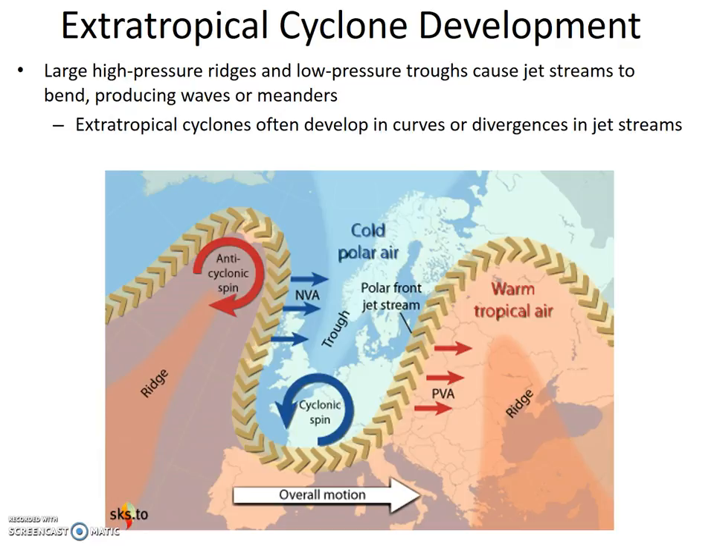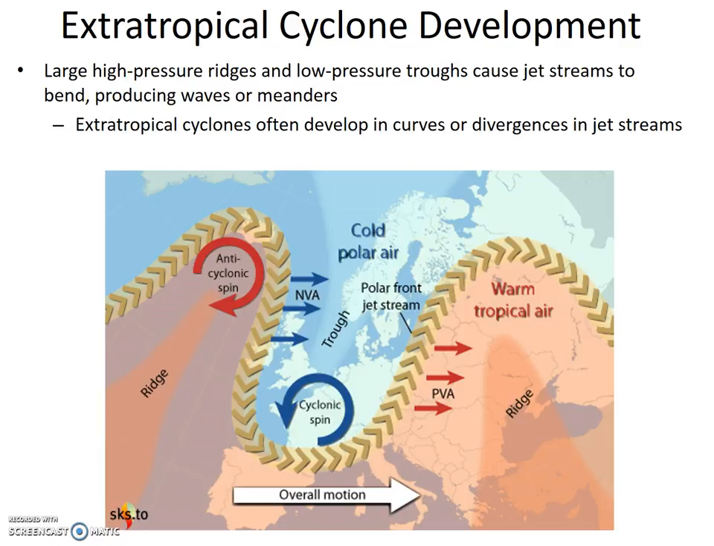Large high-pressure ridges and low-pressure troughs cause jet streams to bend, producing waves or meanders. Extratropical cyclones often develop in curves or divergences in jet streams. So let's relate that statement to some weather.